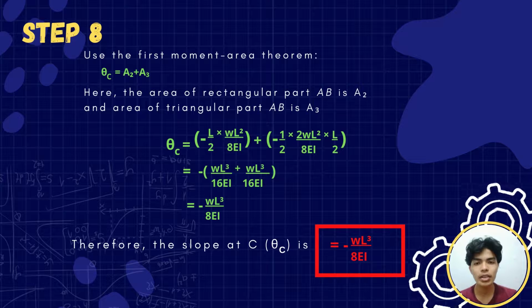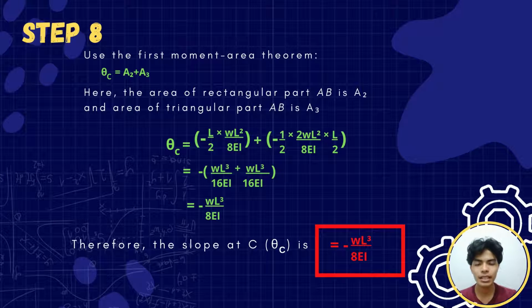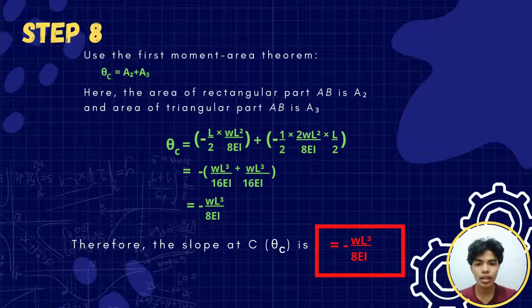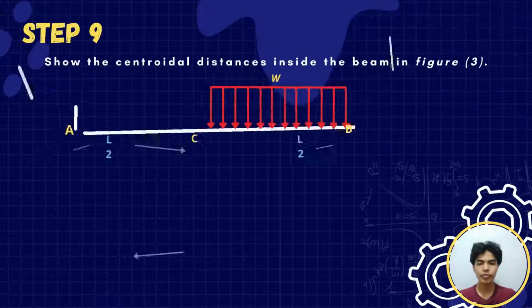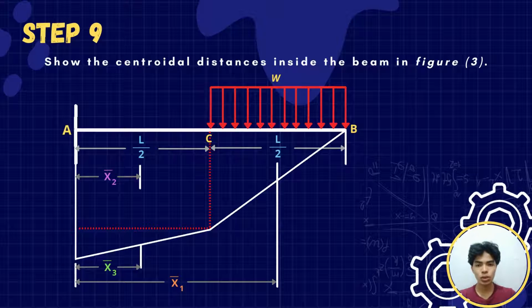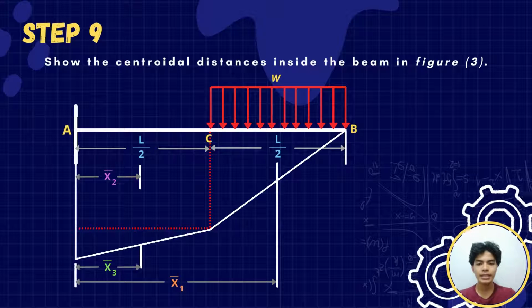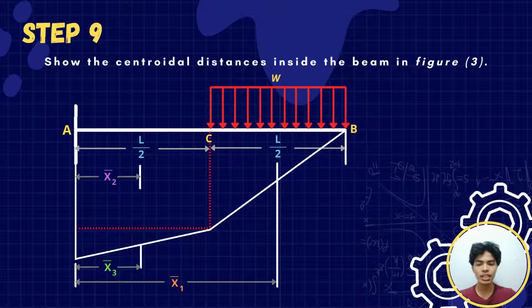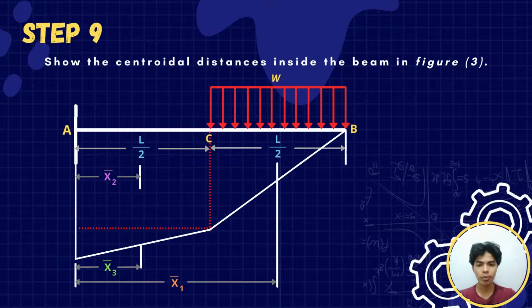For step 8, we are going to use the moment area theorem equation to solve for the slope at C, that is equal to A2 plus A3. Then, substitute the values of the specific areas given. Therefore, we have the slope at C equal to negative WL cubed over 8EI. Now, this one here shows the centroidal distances inside the beam given. This diagram will be utilized in solving the deflection at point C and point B.